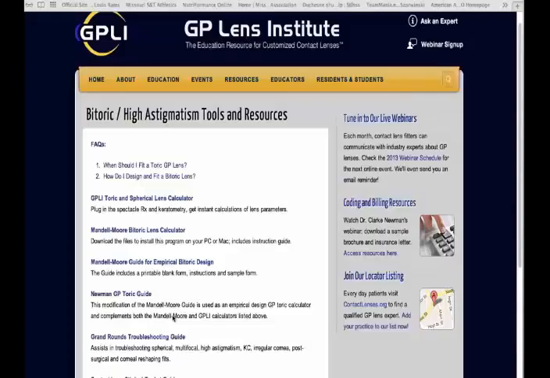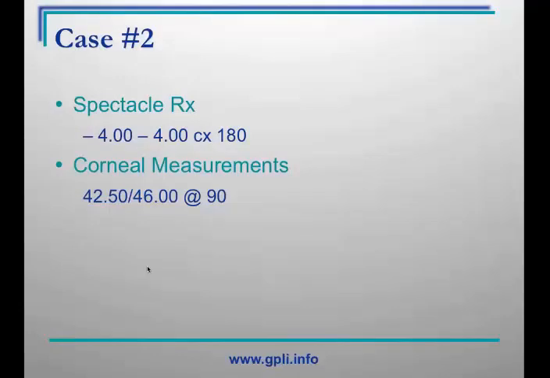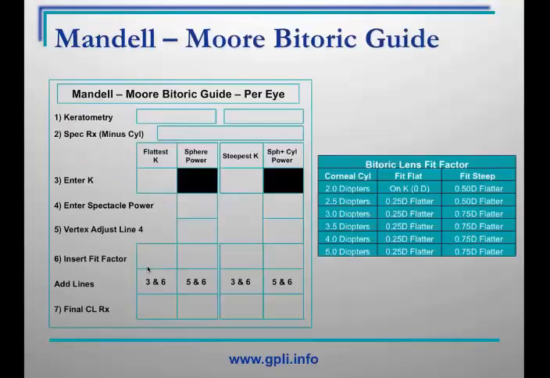As we showed earlier, there are many different tools that you can access at gpli.info, including several different calculators and guides to help you come up with the base curves and powers and maybe even the rest of the design if you desire to do so. So we will do that. We'll start with the Mandell-Moore guide, and this calculator again is available online. We have this patient, as you can see here, a high myope, a high amount of cylinder, and those are the corneal measurements as well. So let's design lenses for this patient.